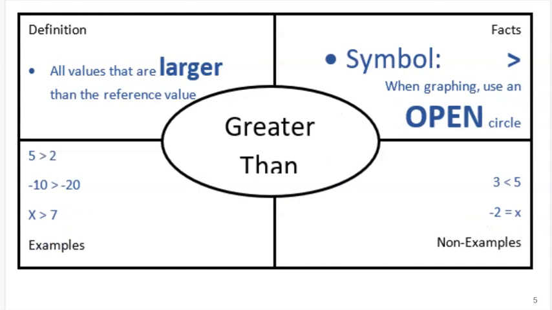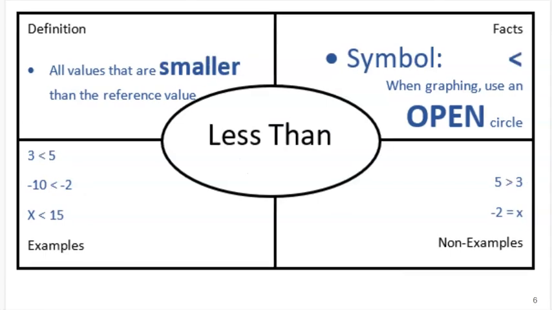Our first inequality is greater than. The greater than goes like this. Please note when you're doing inequalities, it is best to have the variable on the left side of the inequality. So this would be read as x is greater than 7. And when you're graphing it, you're going to use an open circle, which is going to be important. And we'll talk about that in just a second.